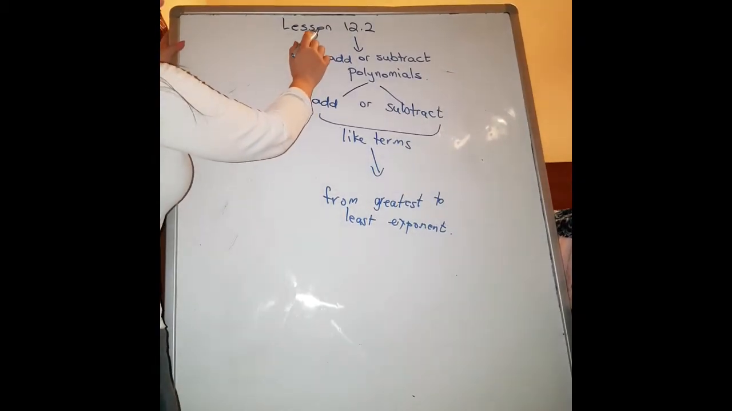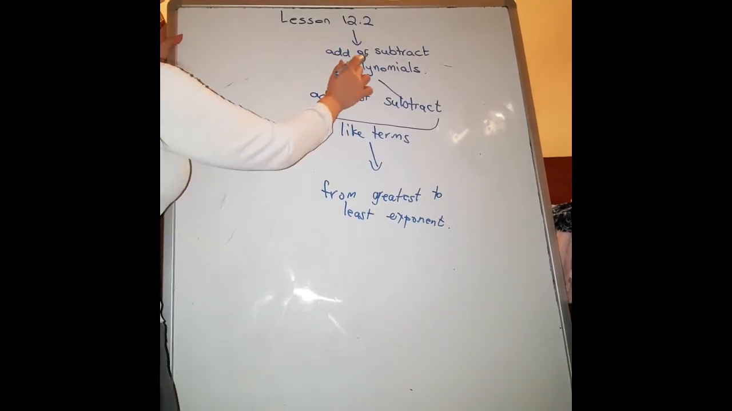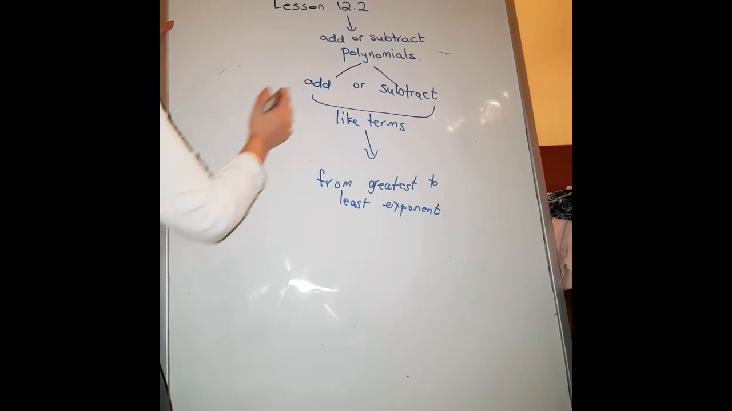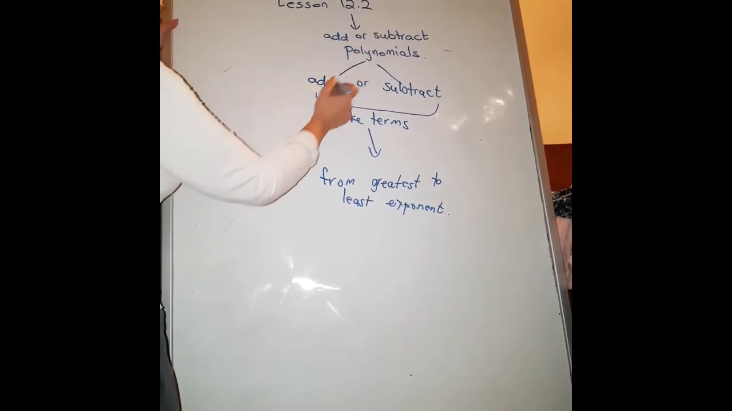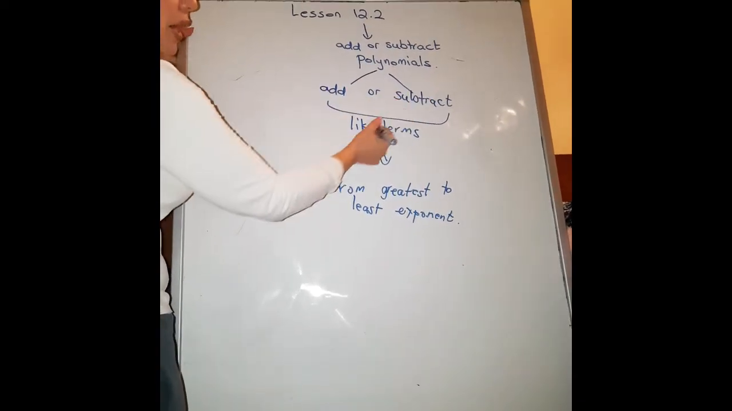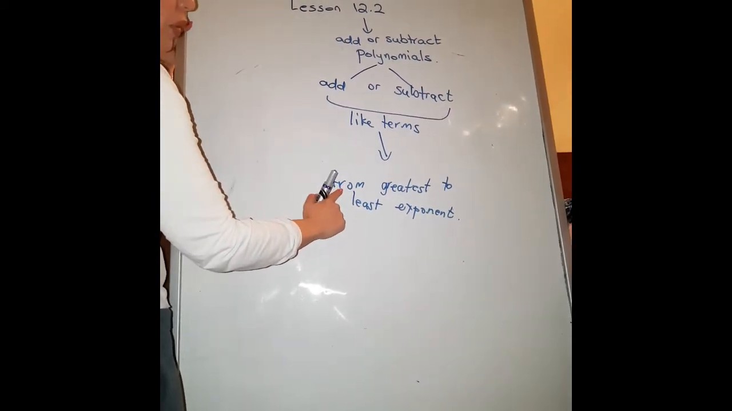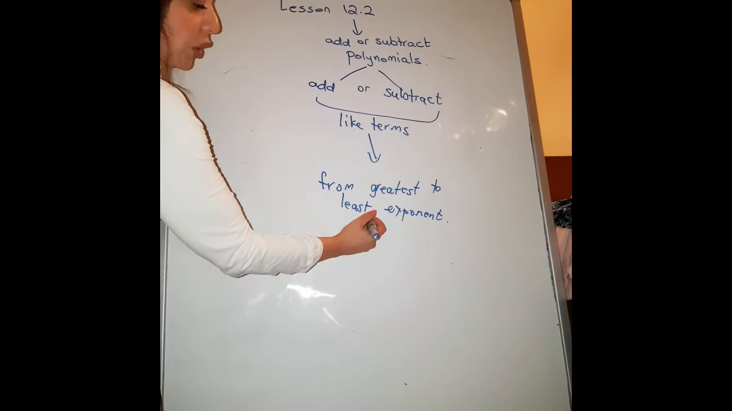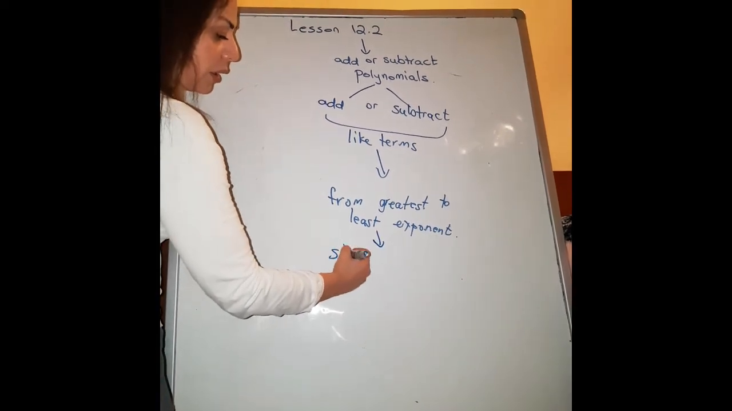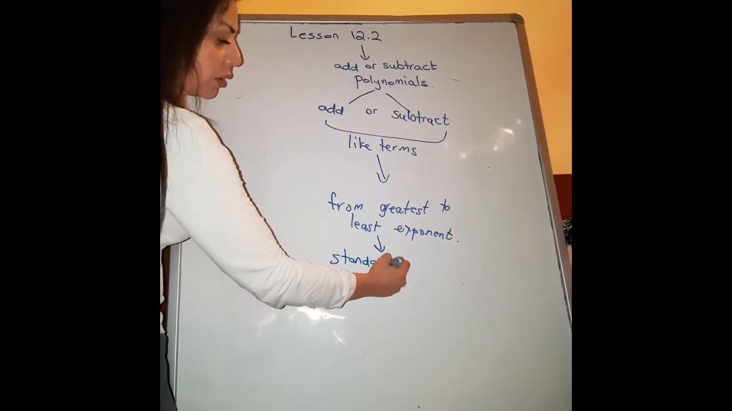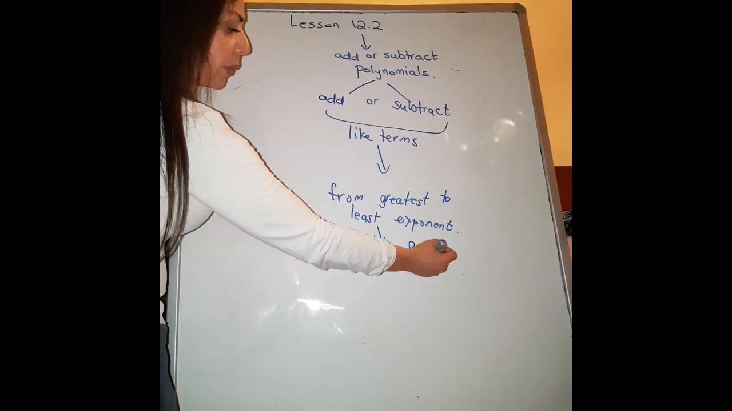Our lesson today is lesson 12.2, adding or subtracting polynomials. What do we mean by adding or subtracting polynomials? We either add or subtract our like terms. How do we rewrite it? We write it from greatest to least exponent, which I mean the standard form.